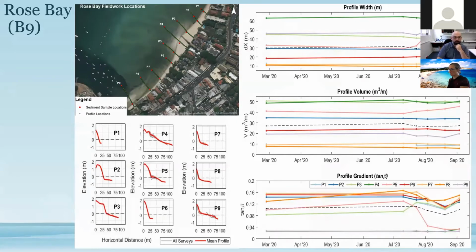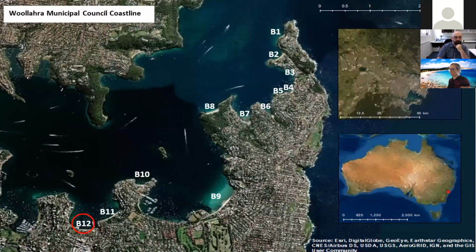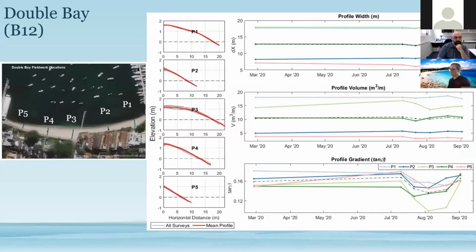Final beach we're looking at is Double Bay for the inland estuary. Double Bay is the site located furthest from the estuary mouth and is characterized by gentle convex curves that turn to a steep linear slope at the southernmost profile, profile 5. Double Bay experienced minimal change in width across the study duration, with an overall loss of only 3% width. Volume and gradient decreased following the July 27th storm, as you can see here. However, recovery following the August storm resulted in negligible changes of less than 1% overall.